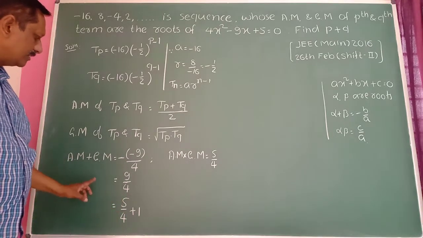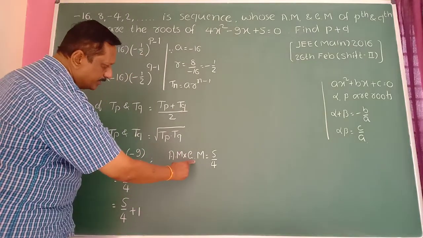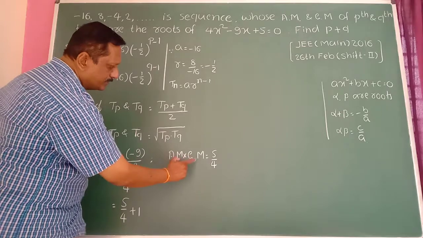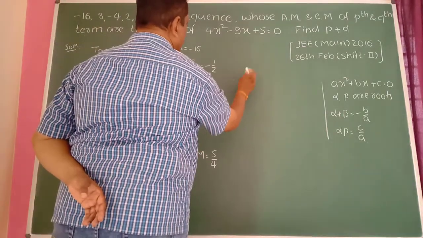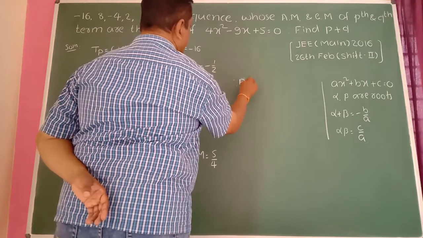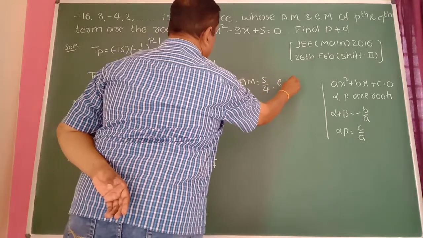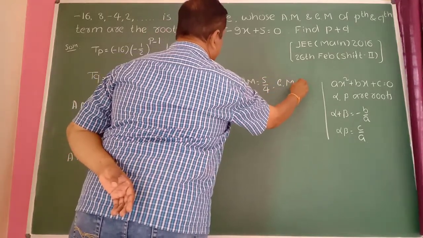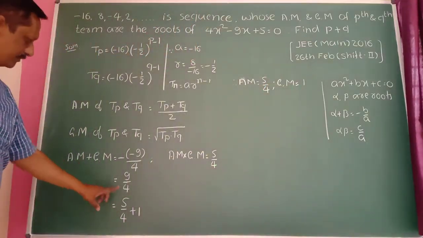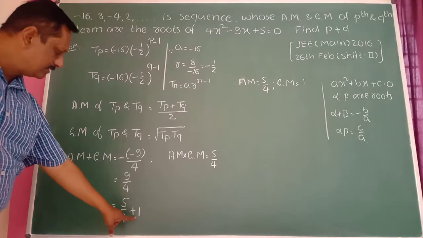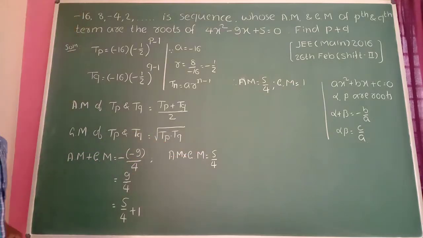Then obviously 5 by 4 into 1. Suppose arithmetic mean is 5 by 4 and geometric mean is 1. So 5 by 4 into 1 becomes 5 by 4 here. Therefore arithmetic mean is equal to 5 by 4 and geometric mean is equal to 1 here. Then obviously arithmetic mean value 5 by 4, geometric mean value 1, this equation is also satisfied here. 5 by 4 into 1 becomes 5 by 4 only.